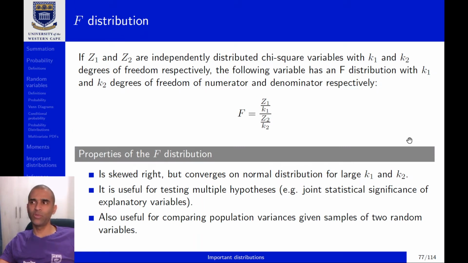The final distribution presented in the appendix is the F distribution, which comprises two chi-square variables. And this distribution is useful for comparing variances of two distinct populations. It's also useful for multiple hypothesis testing, and will become useful in multivariate regression, which we'll be dealing with next year. For now, I won't go into further detail with regard to the F distribution.